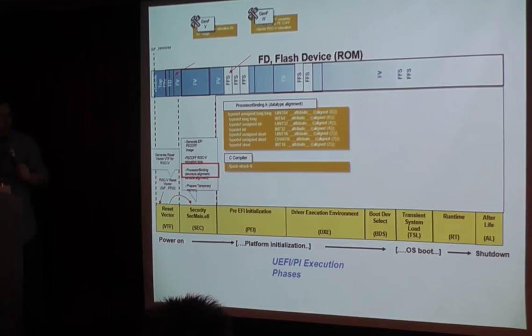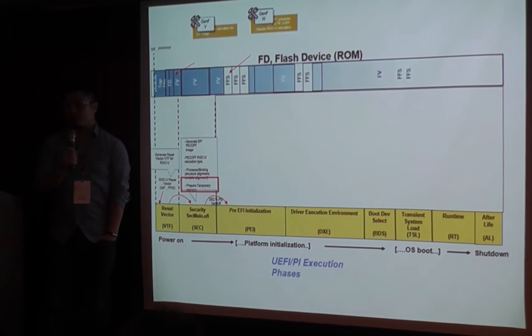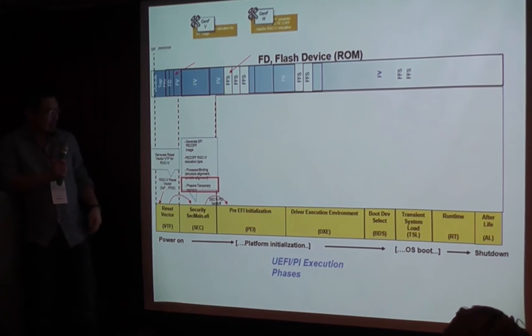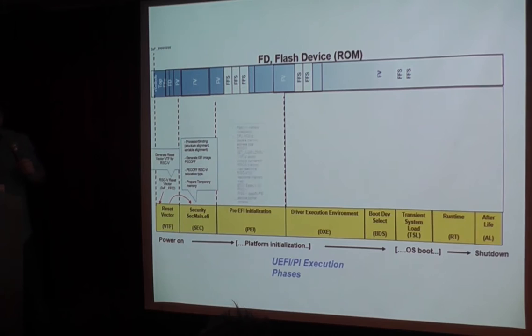So next one is to prepare the temporary memory. Because we are on QEMU, it's much easier, right? We just allocate the memory from the host, so we don't have to prepare memory or initialize memory for the next phase. But if you are working on a real platform, then you have to do that. Okay, then we jump to PI phase.